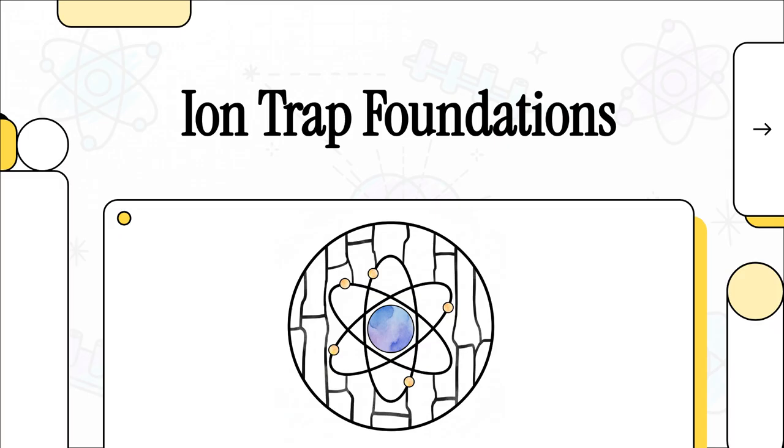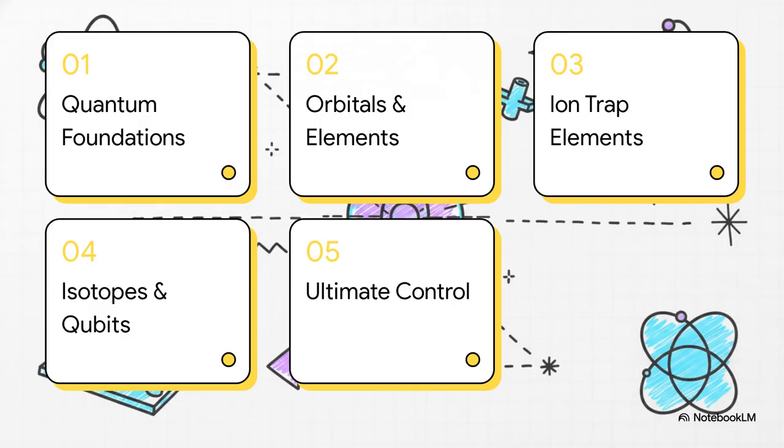By the end of our time together, you're going to see exactly how physicists harness the fundamental laws of nature to build the ultimate computing machine. Okay, let's dive into this. Here's our blueprint for today. We'll be looking at the foundations of the quantum world, orbitals in the periodic table, key elements of ion traps, isotopes, and the perfect qubit, and finally, fine structure and clock transitions. We're taking a journey from basic physics all the way up to cutting-edge engineering.